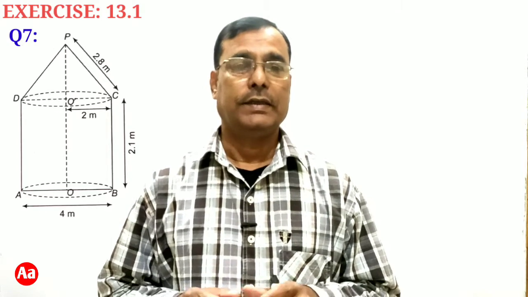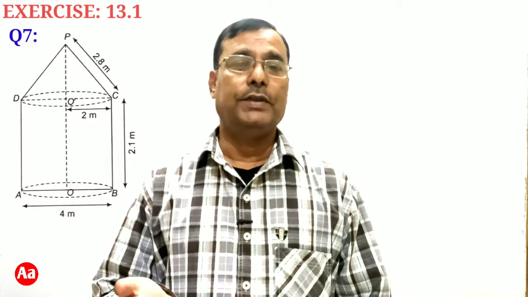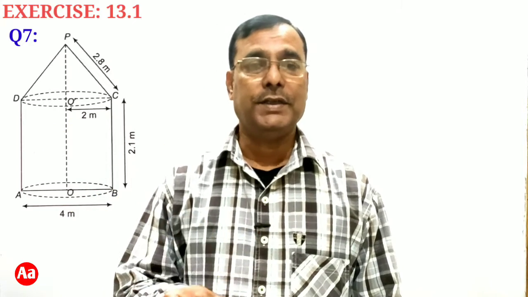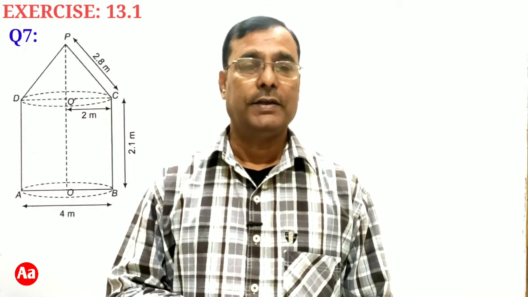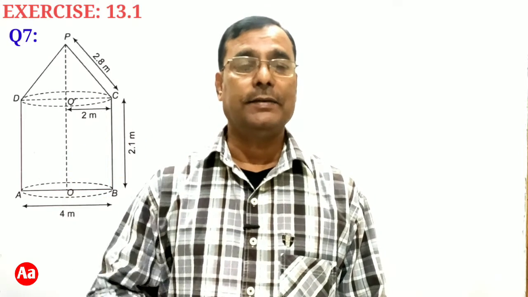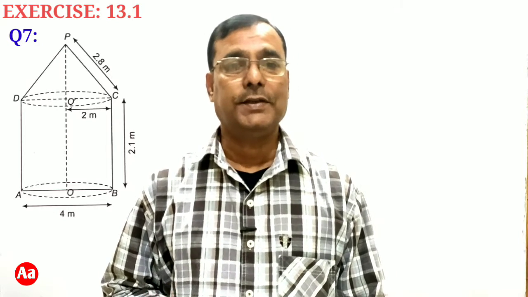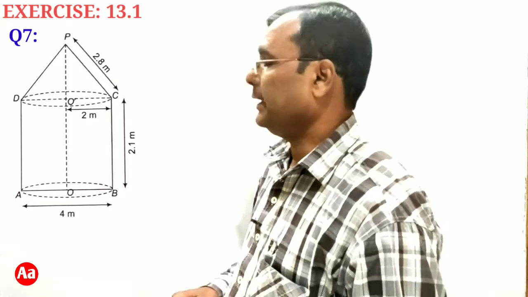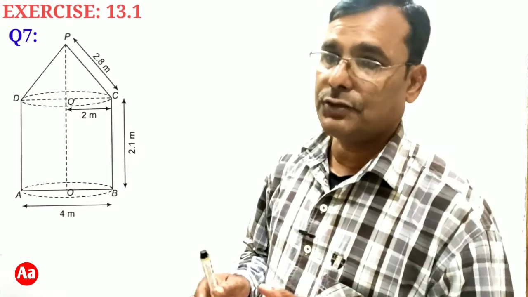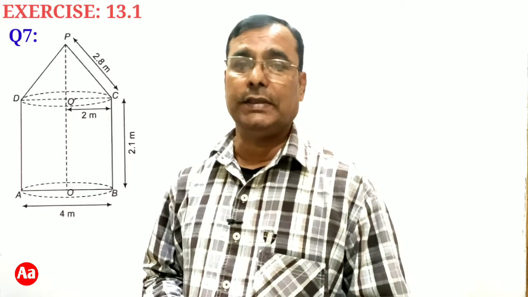In this question, there is a tent whose lower part is cylindrical in shape, which is surmounted by a conical top. Height and diameter of the cylindrical part are given, so the same will be the diameter of the conical part also, and the slant height of the conical part of the tent is also given as 2.8 meter. We have to find the area of canvas used for making this tent, and also we have to consider that the base of the tent is not covered with canvas.